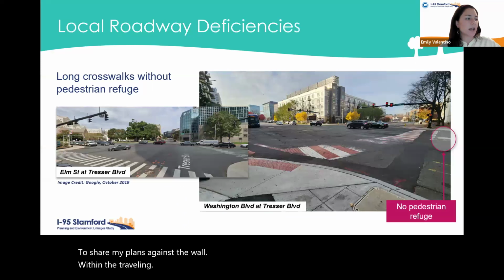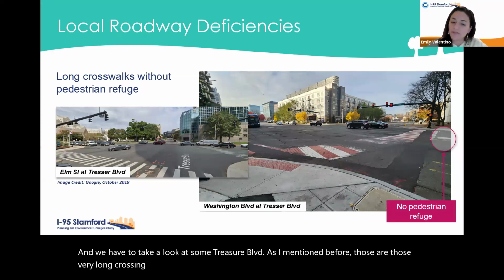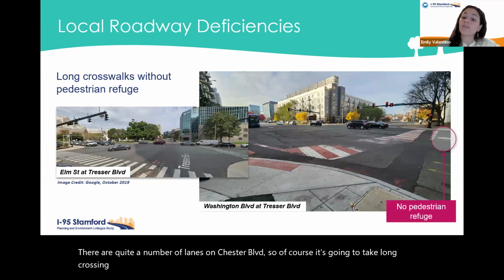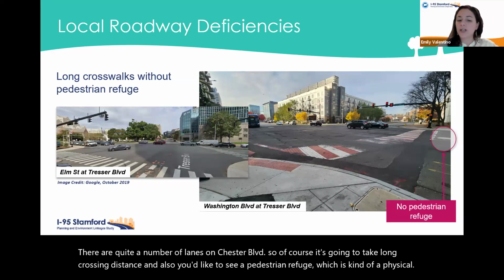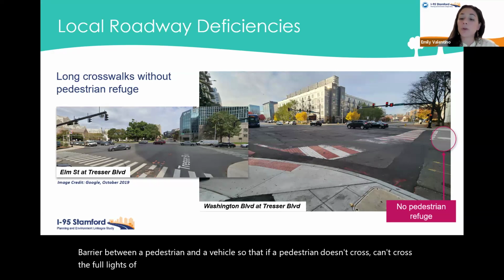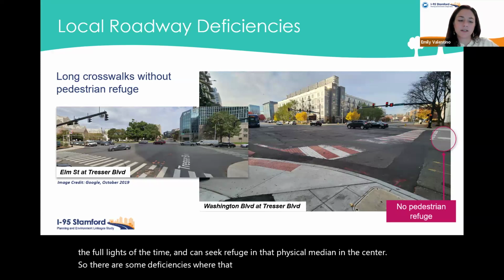And we can take a look at Tresser Boulevard, as I mentioned before, those very long crossing distances. There are quite a number of lanes on Tresser Boulevard, so of course there are going to be long crossing distances. Often you'd like to see a pedestrian refuge, which is a physical barrier between a pedestrian and a vehicle, so that if a pedestrian can't cross the full length of the crosswalk in time, they can seek refuge in that physical median in the center. So there are some deficiencies where that physical barrier does not exist in the study area.